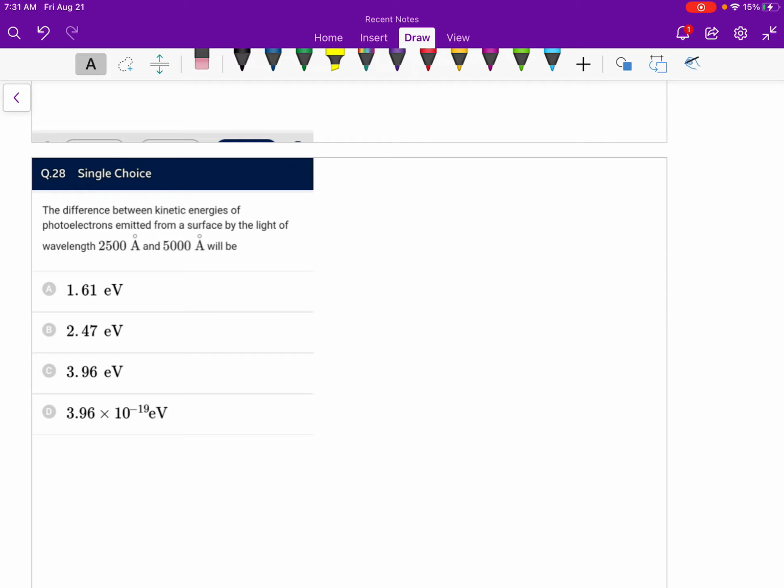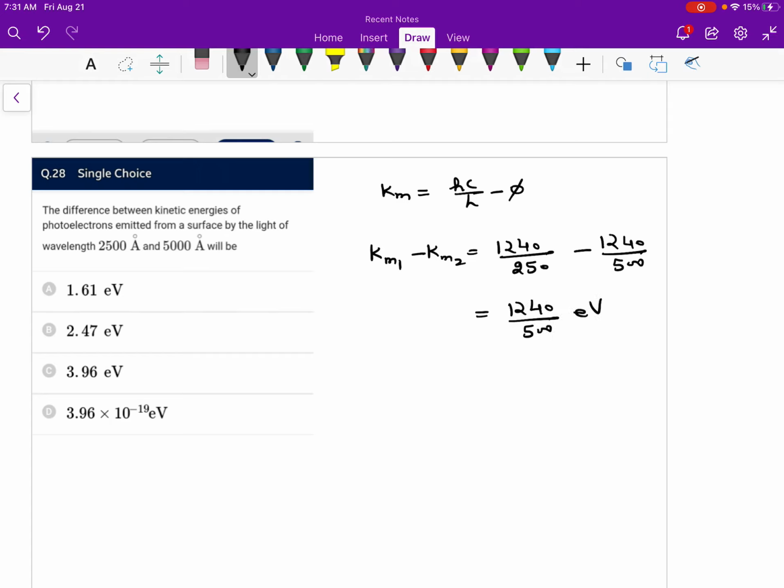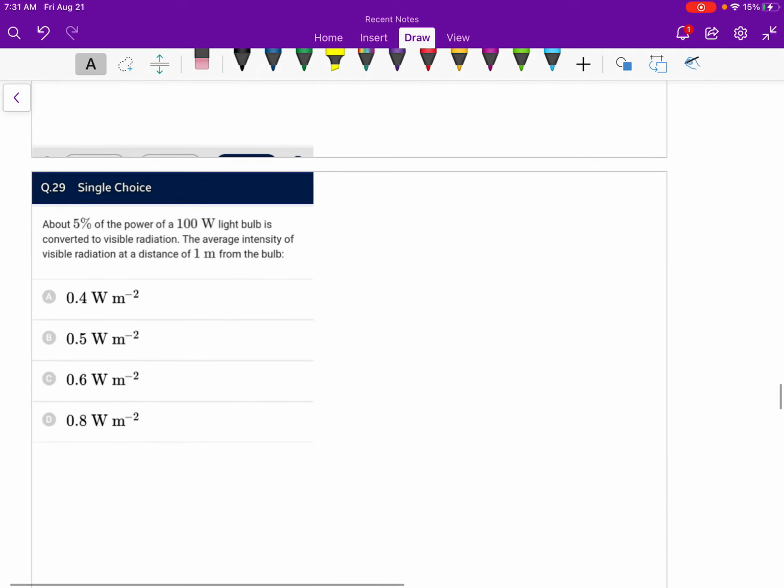The difference between the kinetic energy of photoelectrons emitted from a surface by light of wavelength lambda 1 and lambda 2. Okay, so K max is hc by lambda minus phi. So Km1 minus Km2 is 1240 upon 250 minus 1240 upon 500. So that is 1240 upon 500 electron volt, which is 2480 upon 1000 electron volt, that is 2.48 electron volt. So the closest option is 2.47 electron volt.